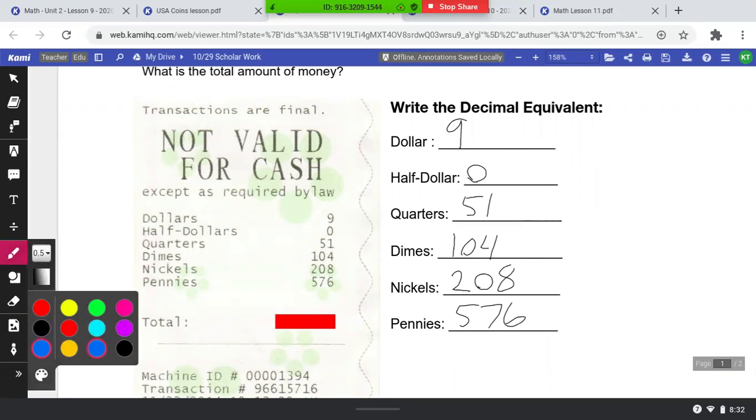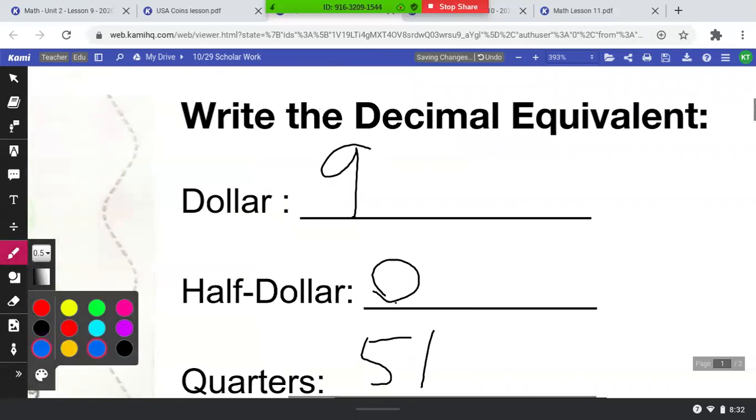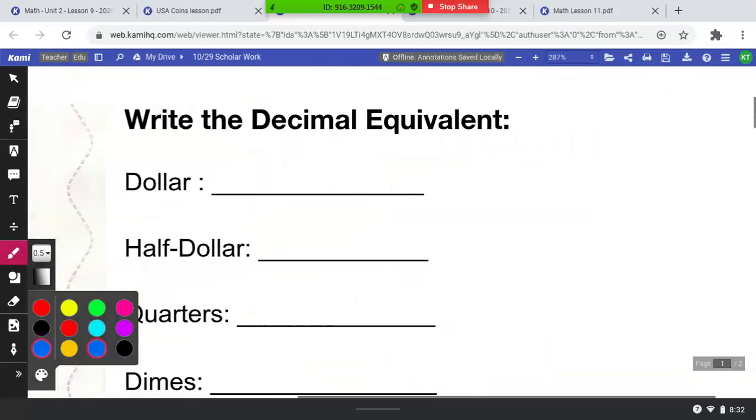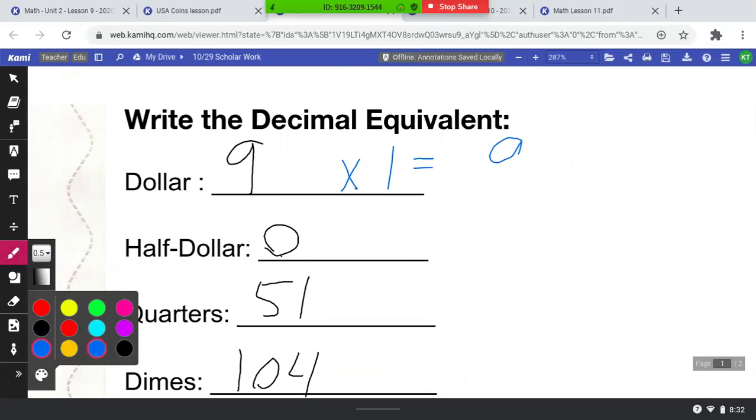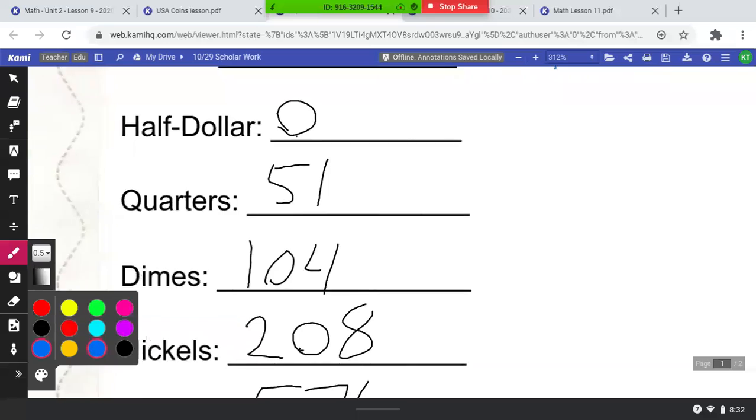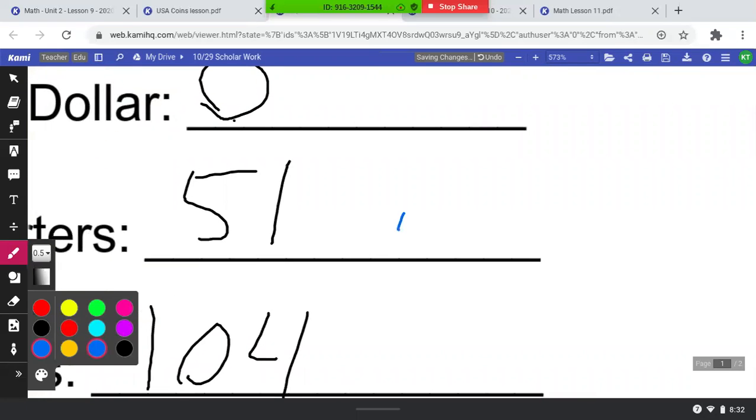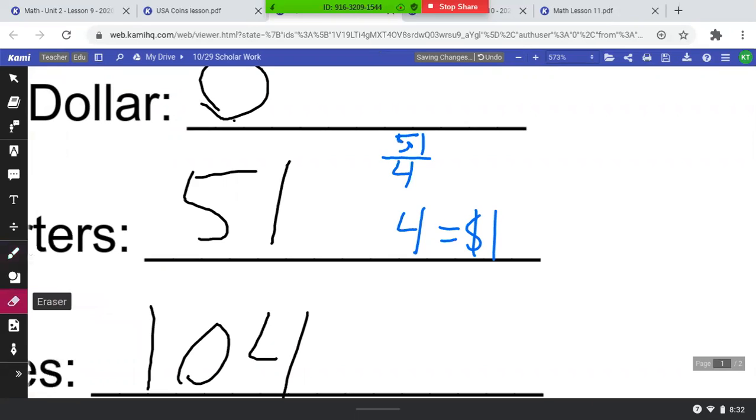But let's figure out, so $1, all we have to do is multiply that by 1, and we will figure out how many dollars that is. And that's 9. So there's no half dollars, so we don't need to worry about that. For quarters, remember, you need 4 quarters to make $1. But there are 51 quarters.